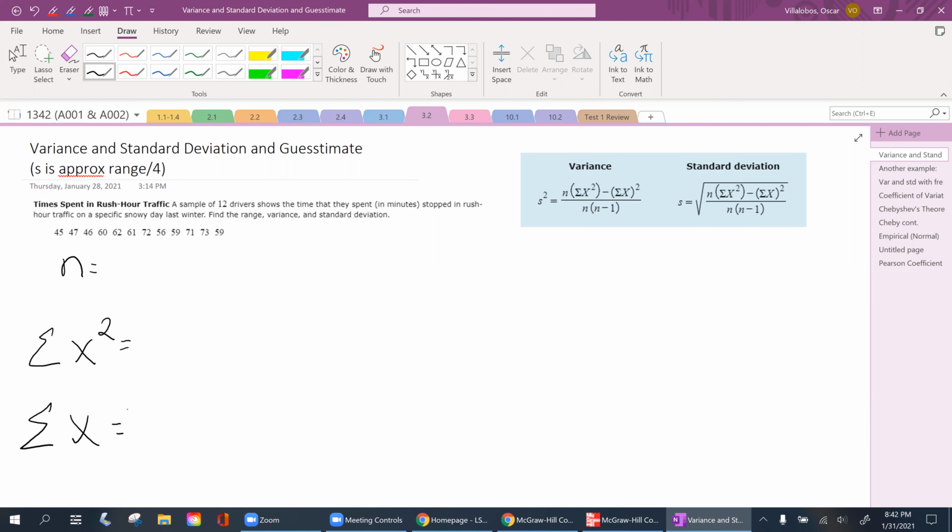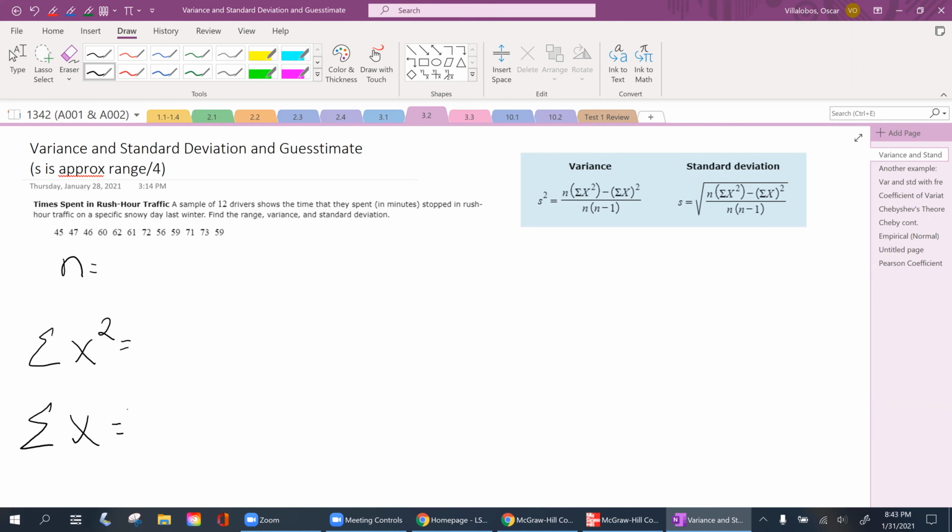So let's go ahead and see its applications. Time spent in rush hour traffic. A sample of 12 drivers shows the time that they spent in minutes stopped in rush hour traffic on a specific snowy day last winter. Find the range, variance, and standard deviation.